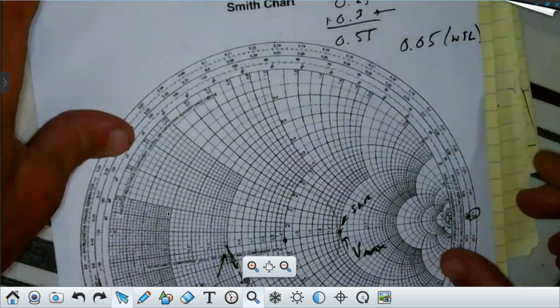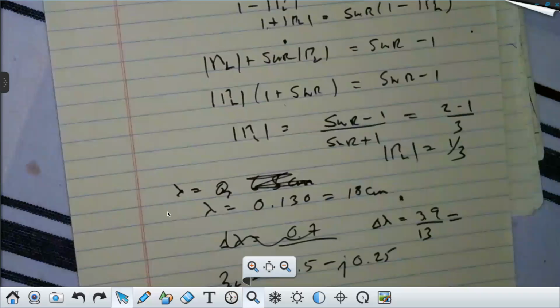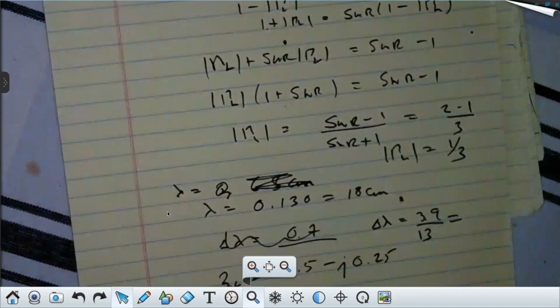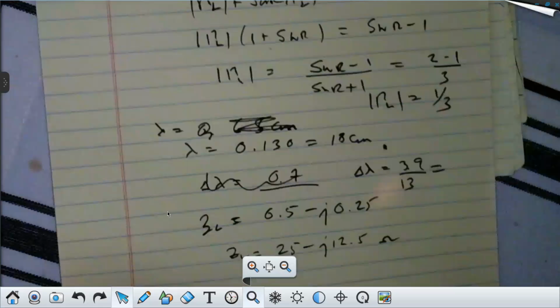Now, once we have this, that's the normalized impedance. If we want the actual impedance, what do we do? Come on, guys. Say it again, Tyler. Multiply by Z naught. Yeah, and Z naught's 50, right? So this is going to be what? 25 minus j, and this is going to be what? 12.5, right? Y'all agree with that, class?